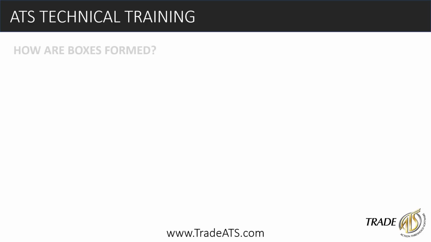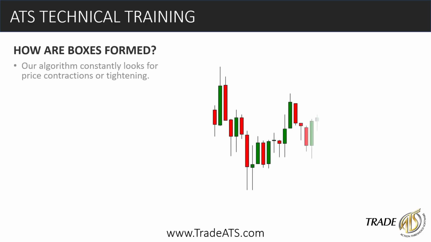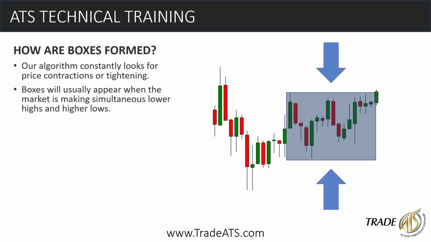So the first thing we're going to talk about is how our box is formed. The ATS algorithm constantly looks for price contractions or tightening. Basically, the definition of a contraction phase in the market is tightening of price. Our algorithm is constantly scanning the chart for that to trigger, and when it does, it will form a box. The boxes will usually appear when the market's making simultaneous lower highs and higher lows. Now, there's more that goes into it than just that, but as a general rule of thumb, when price is tightening up, you're going to expect to see a box pretty soon.